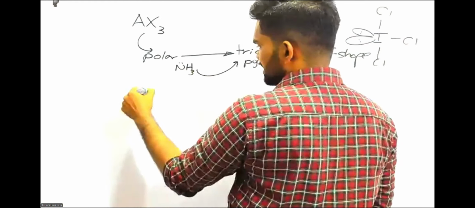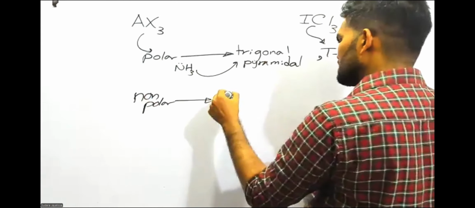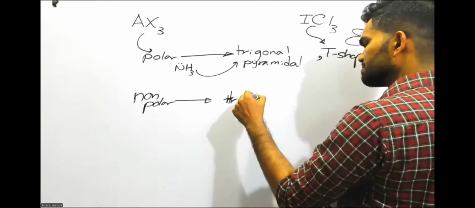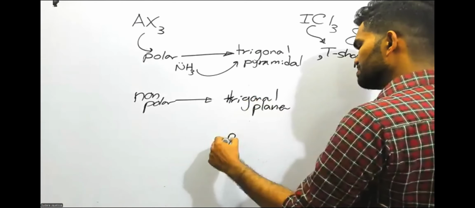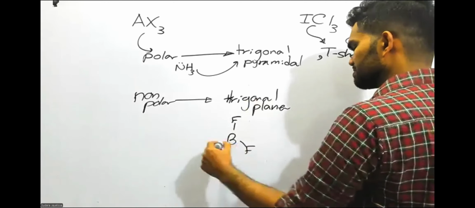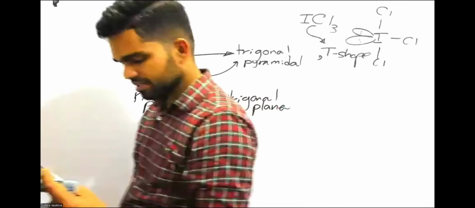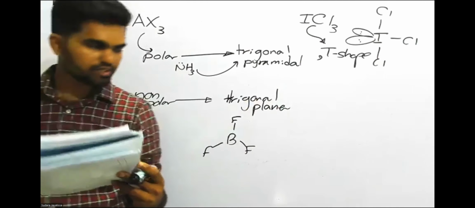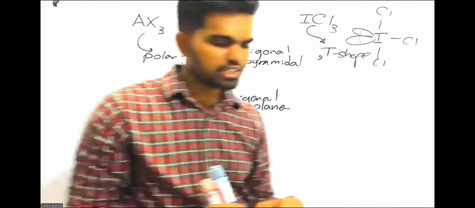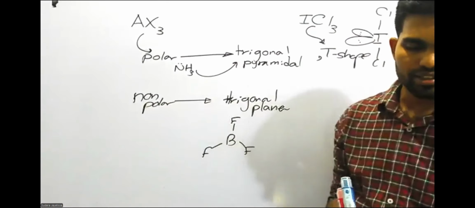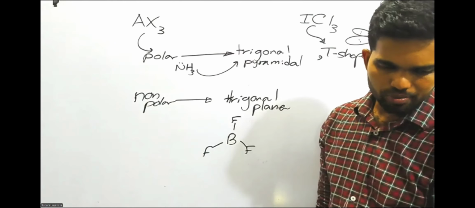If it is to be non-polar, what is it going to be? Trigonal planar. It's very simple. For trigonal planar, you can give the answer BF3. In the second part, they are asking you to give one example for each, so you can write these examples. Is that clear? It becomes non-polar when the resultant dipole moment is 0. Okay, resultant dipole moment is 0.